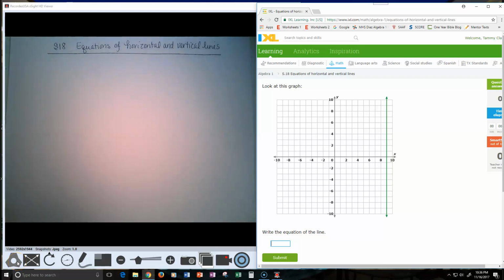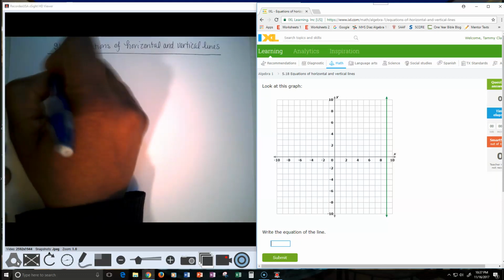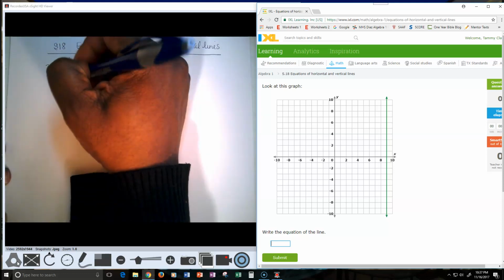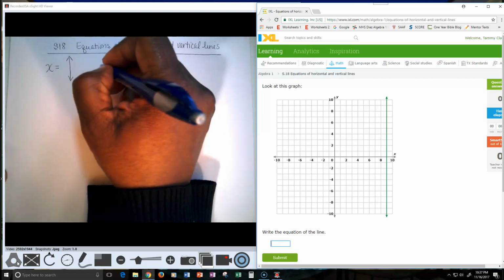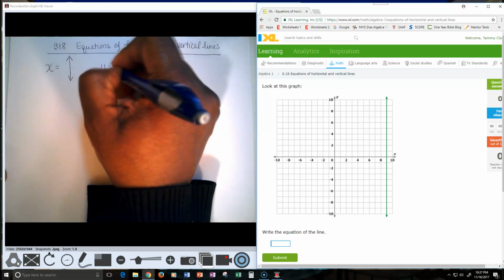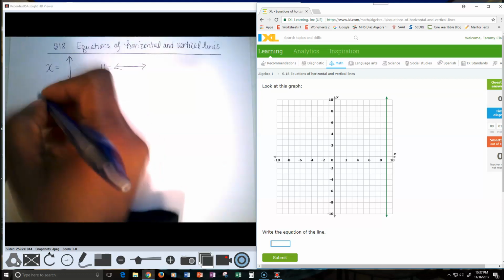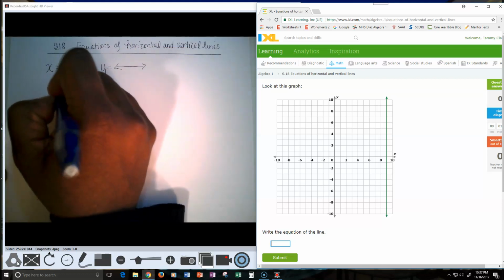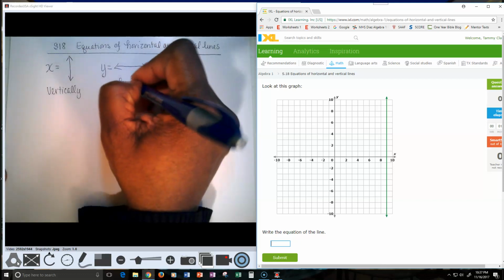All right, we're going to look at S18, equations of horizontal and vertical lines. And the thing that you would need to remember on this is that the x equals line always runs vertically, and the y equals line always runs horizontally. So vertically, horizontally.